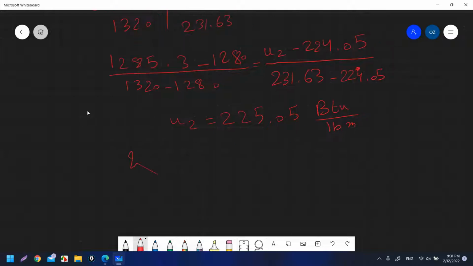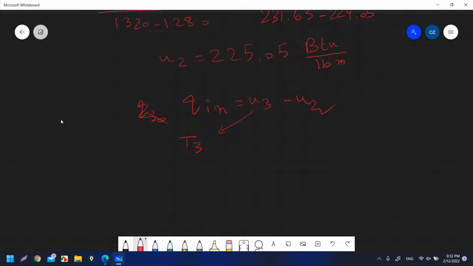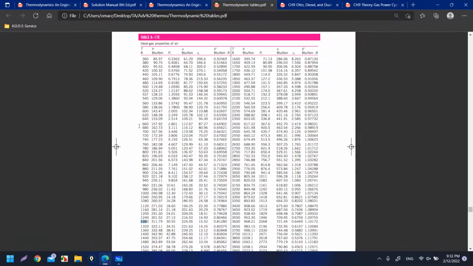Okay, Qn we know is equal to U3 minus U2. I found U2, but I didn't find U3. U3 I can get from T3. Okay, T3, it doesn't matter S or A. Actually, it is the same for both. So T3 is already equal to 2760 Rankine. So I will go to the table also. 2760 Rankine is here, between these two numbers, and I will do interpolation so I can find U3.